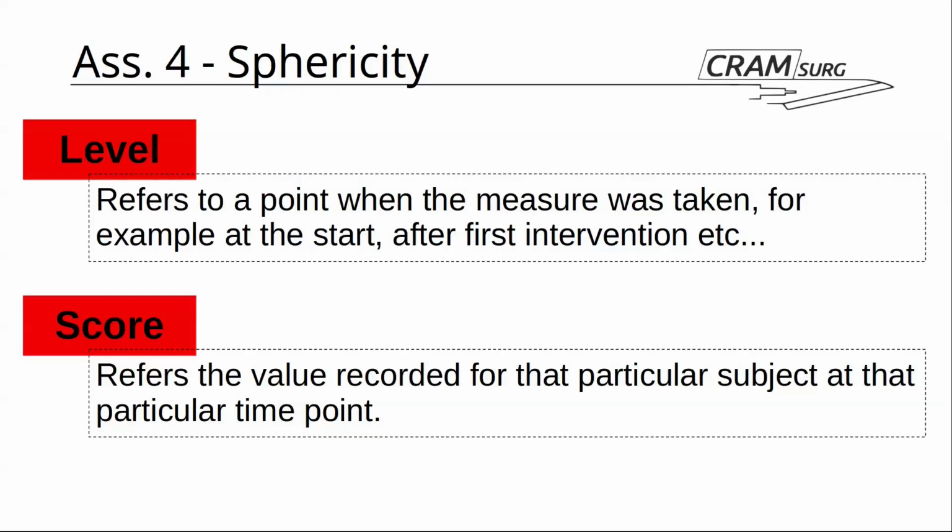And then we talk about scores. Scores are the values that are recorded for that particular subject at that particular time point. So for level 1, patient Jack has got a blood pressure, which is his score at that point. At level 2, Jack has got a different blood pressure, which is his score at that particular point, and so on. I hope it makes sense so far.